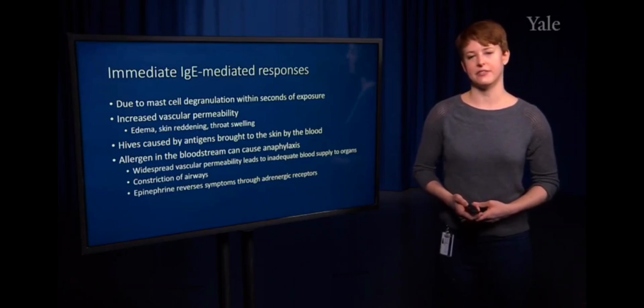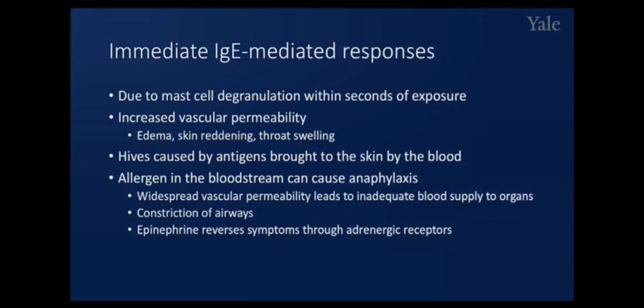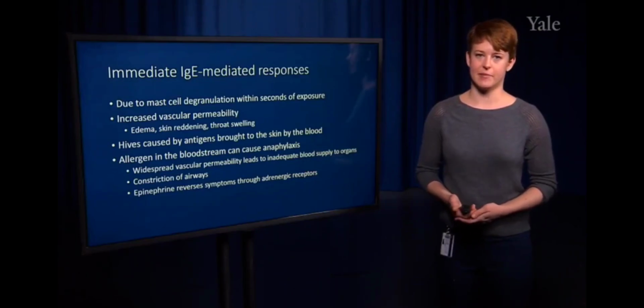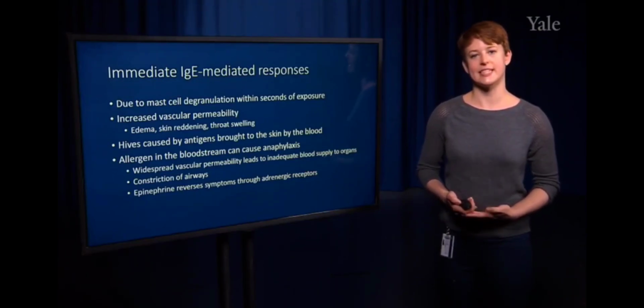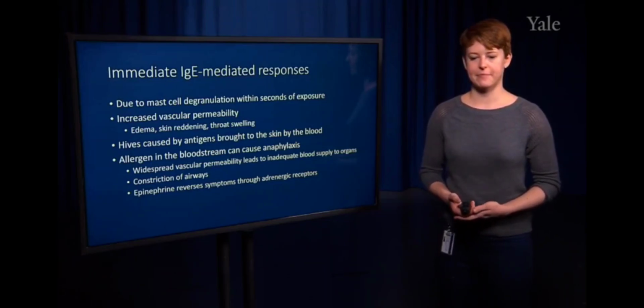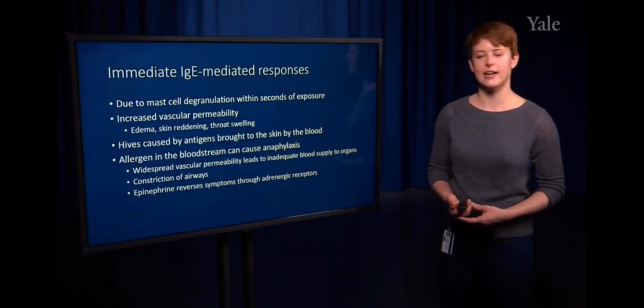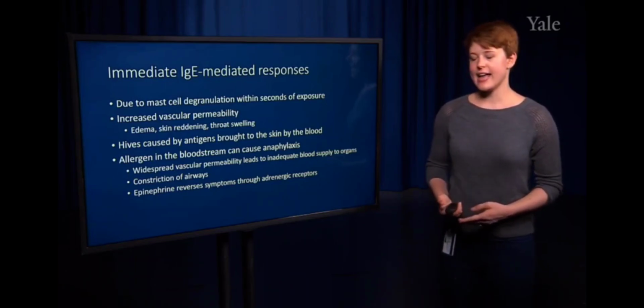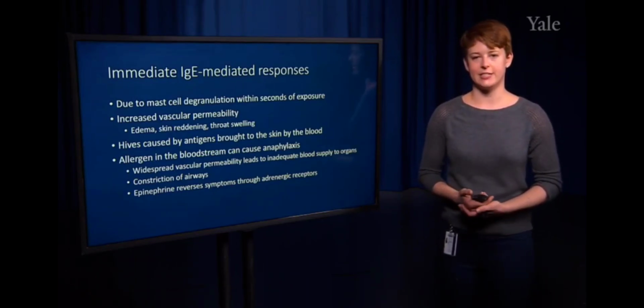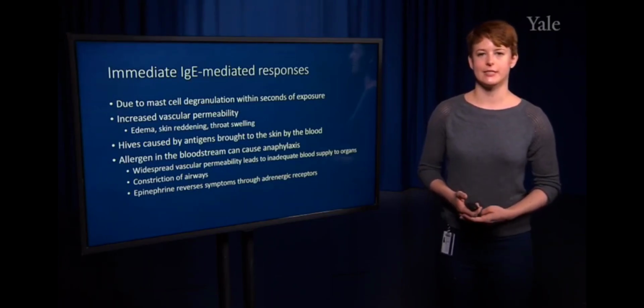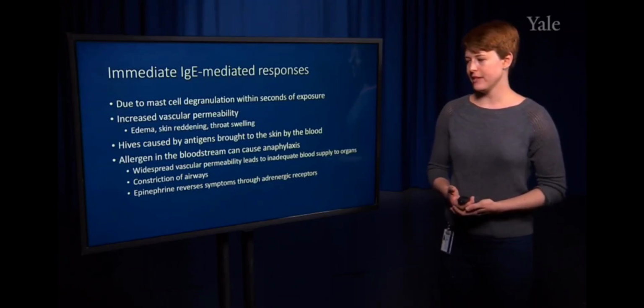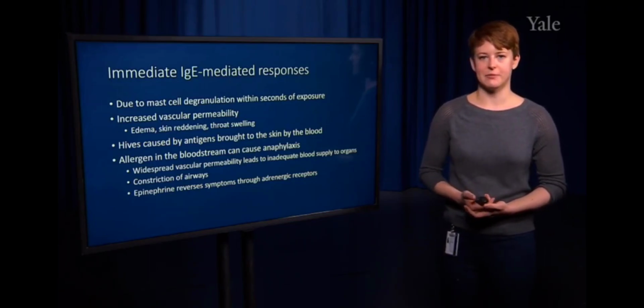So anaphylaxis is a severe systemic response that can lead to what's called anaphylactic shock. And this is widespread vascular permeability to the extent that the vital organs in the body can no longer receive an adequate blood supply. And this also can cause constriction of airways, and typically this is treated with an injection of epinephrine, such as what's in an EpiPen. And epinephrine reduces these symptoms through engagement with the alpha and beta adrenergic receptors.